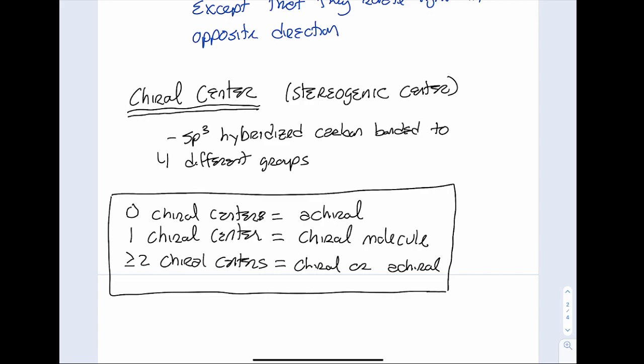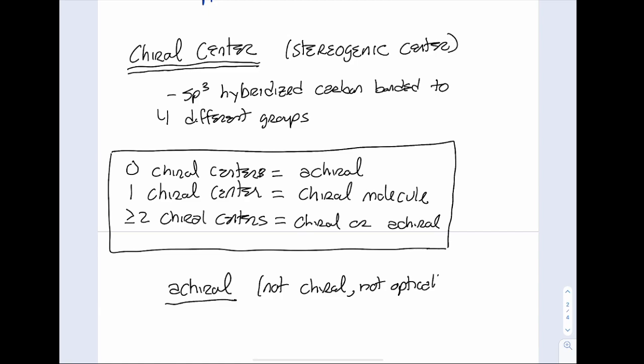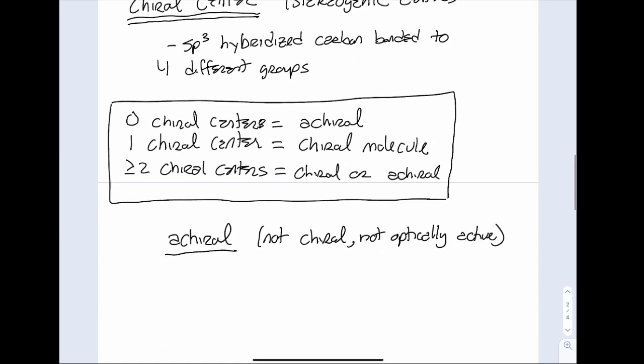I do know that something that's achiral is always going to have a plane of symmetry. So if it's achiral, right, that means it's not chiral. It's not optically active. It does have a plane of symmetry.